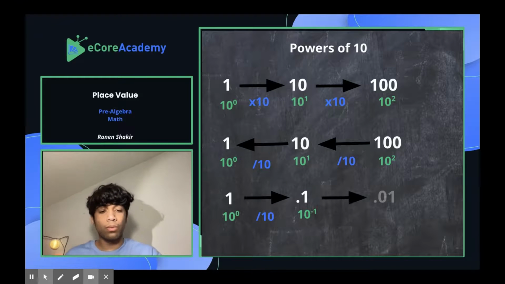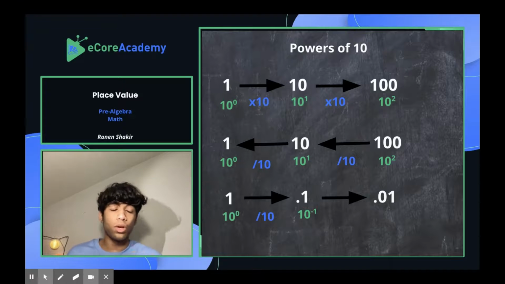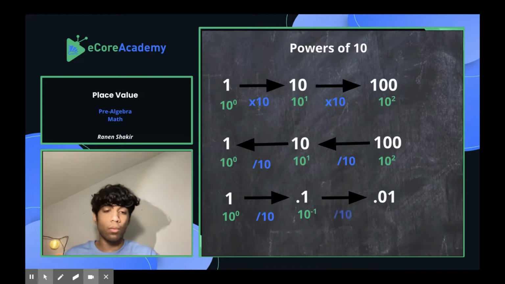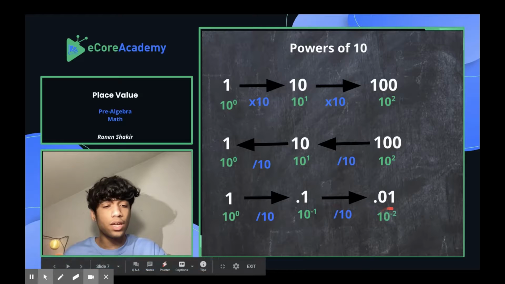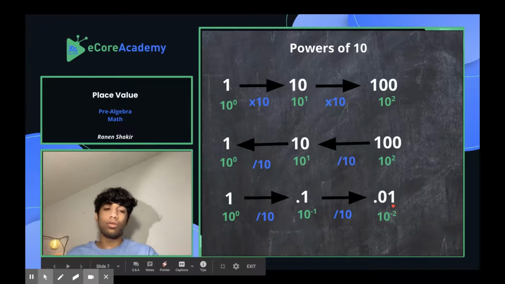If you go from 0.1 to 0.01, which is 1/100ths, we divide by 10 one more time, and we get 10 to the negative second power. Again, this should also make some sense to you since we're working backwards.